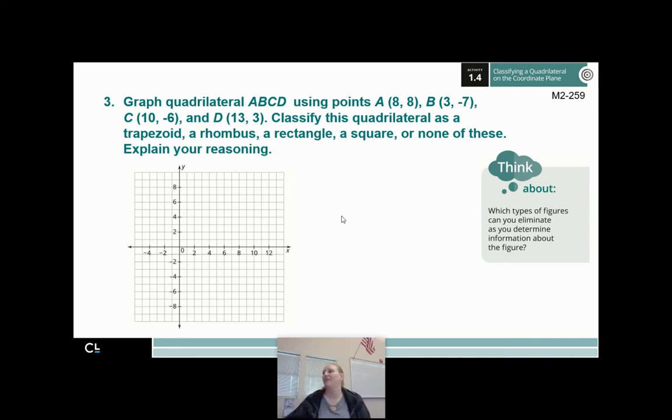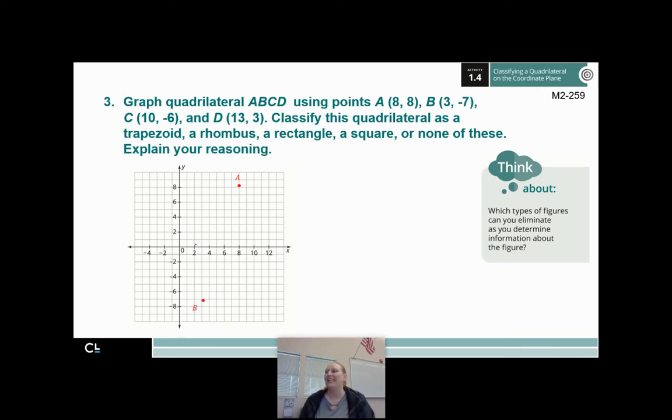All right, first things first, we've got to graph it, right? So A is at (8, 8), so we have to go right 8 and up 8, and I'll put it there, and I'll give it its little letter A. B is at (3, -7), so we have to go right 3 and down 7. Oh my goodness. And we'll call that B. Wow, that's a long ways.